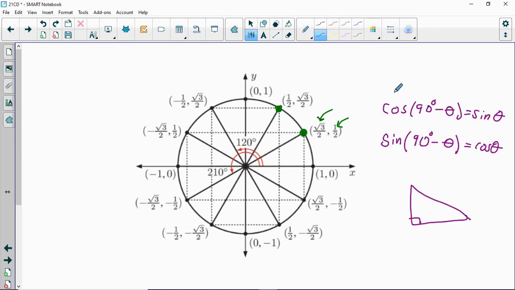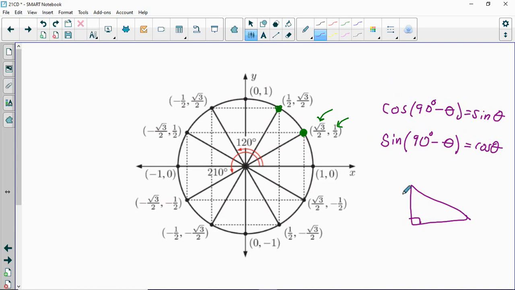And by the way, we saw identities at the end of last video that said that the cosine of 90 minus theta is equal to sine of theta, sine of 90 minus theta is equal to cosine of theta. So if you set theta equal to, say, 30 degrees, then you get cosine of 60 equals sine of 30, and sine of 60 equals cosine of 30, and that's exactly what we see here.